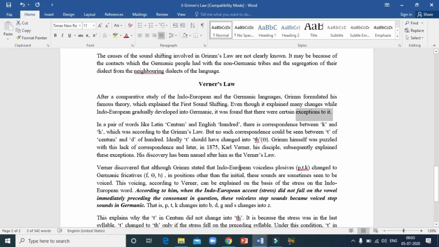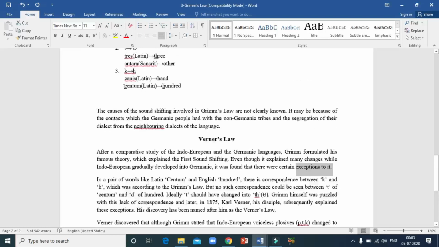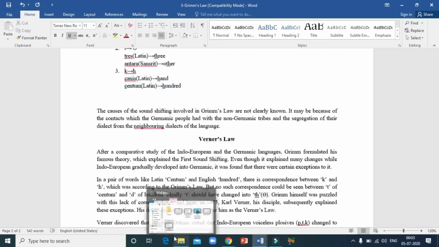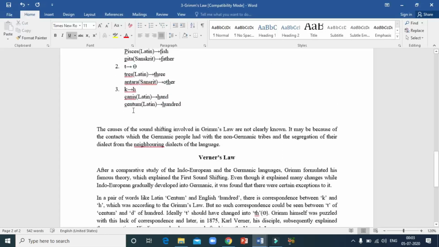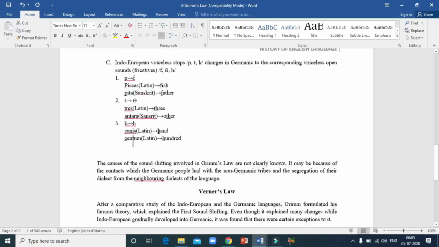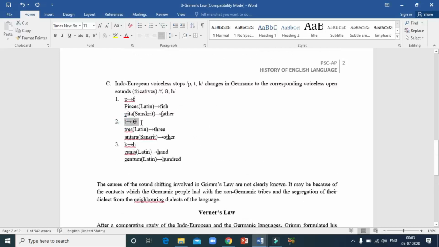Let's look at what the exceptions are. See here, there is a change which is signified here. Centum became hundred. Okay, here k became h. But according to the logic of Grimm's law, t should actually change. T should become th, right? But did it become th? No. T did not become th.